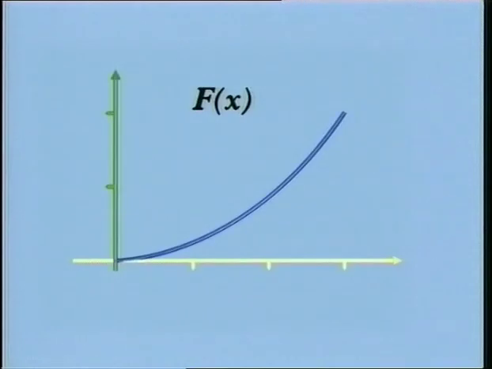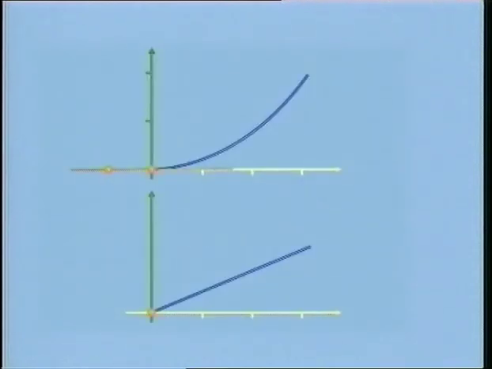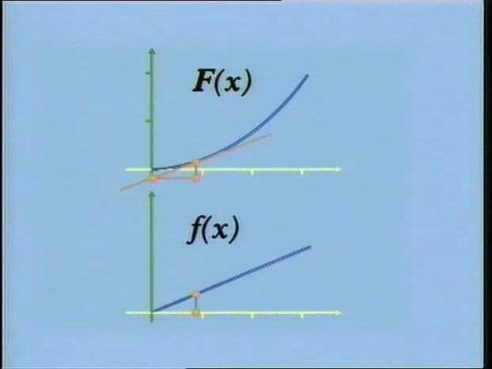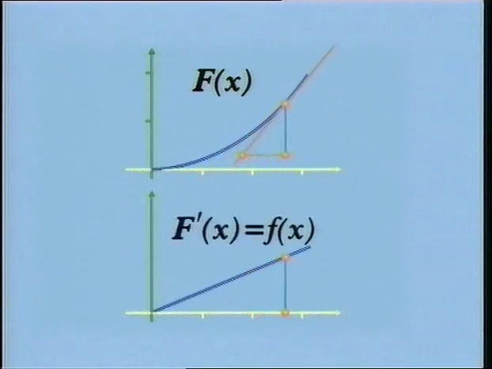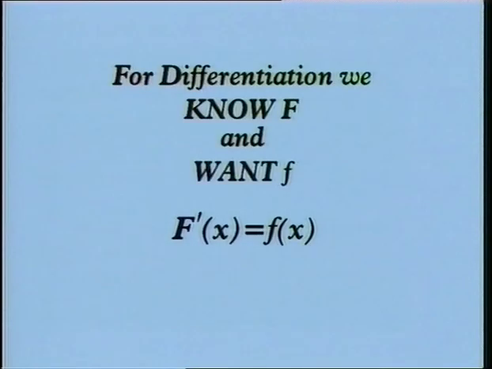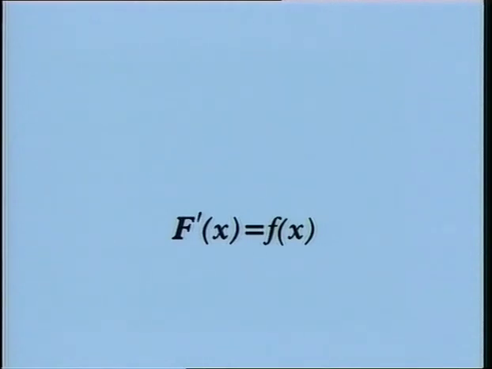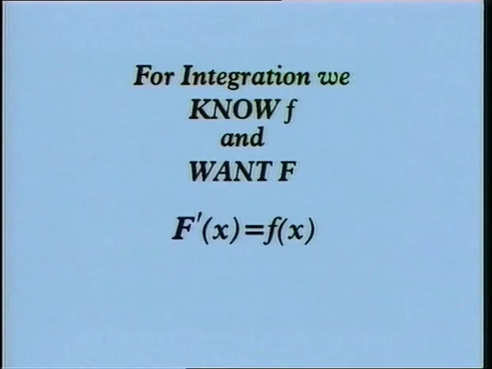But the topic of this video band is integration, which is the reverse of differentiation. Before, we were given a function, big F of x, with a graph like this, say, and we wanted to find the corresponding derivative, little f of x, whose graph can be constructed with the gradient meter. These two functions are related by the equation big F prime of x equals little f of x. For differentiation, we know big F and we want little f. Now for integration, the connecting equation remains the same, but the sense in which it applies is reversed. We know little f and we want big F.